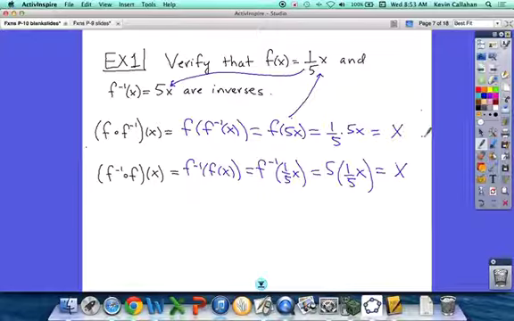So that verifies that those two functions are inverses, because we did the composition in both directions, and everything canceled, all we had was x, both times.